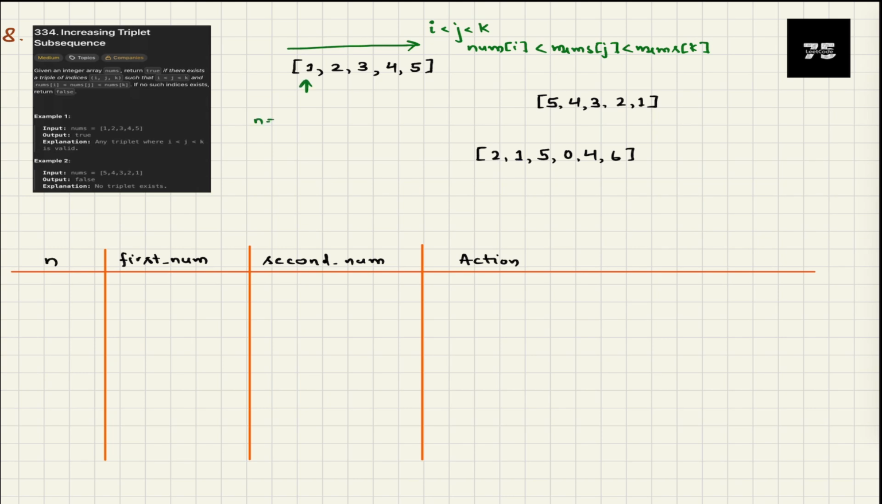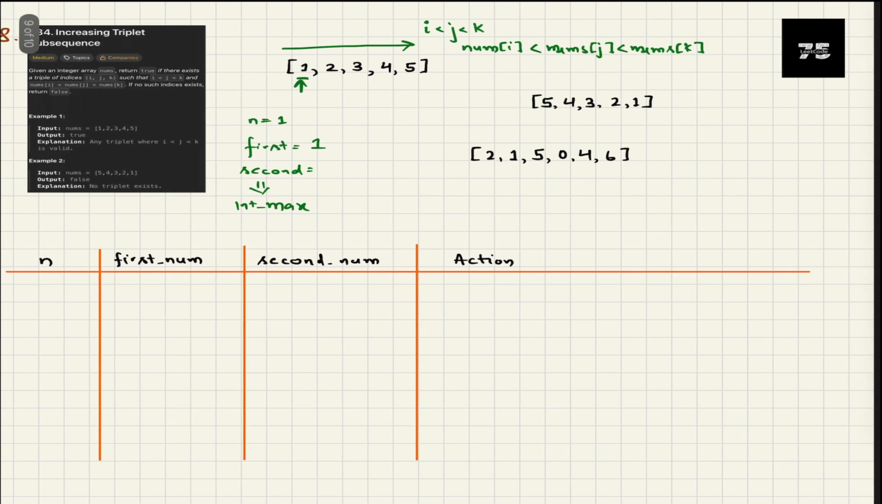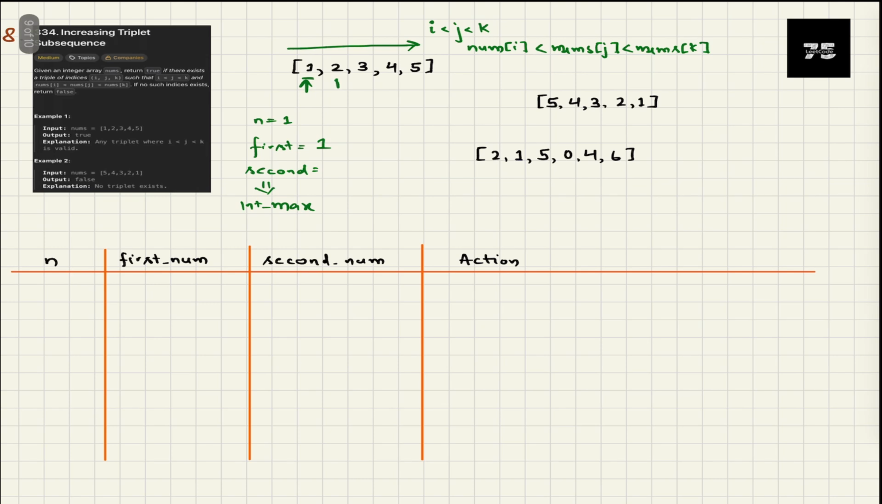So let's say when my n is equal to 1, I'm gonna say my first number and my second number. Now I'll try to find the smallest first number, right? Initially I can assign both my first num and second num to int max. Now if my first is less than int max, like my current n, if it is less than int max, then I'll assign this. Okay, now if my second is less, then I'll move my n.